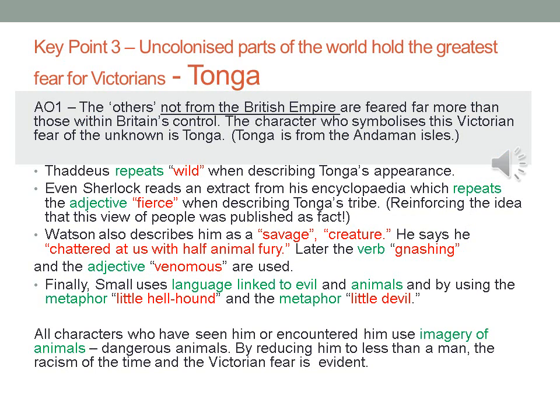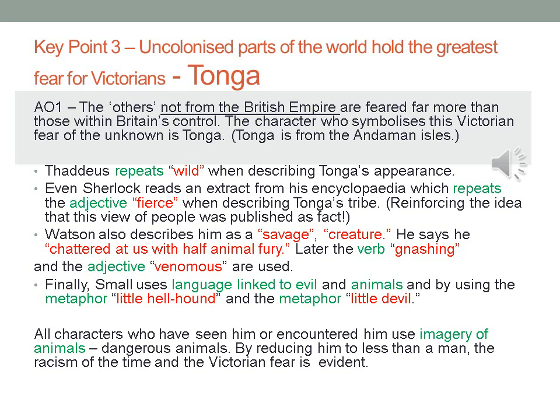Now, the third key point that you would make is that the uncolonised parts of the world actually held the greatest fear for Victorians, because it really developed their fear of the unknown. Now, the character that symbolises this terror of the unknown is Tonga.